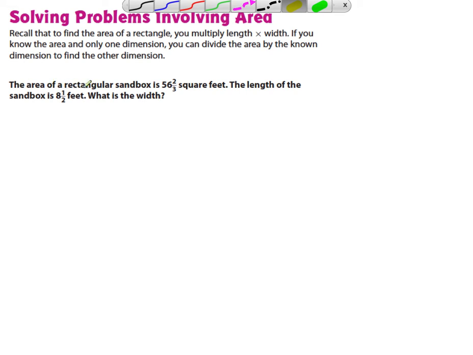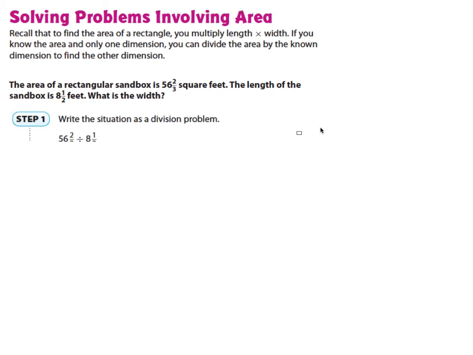But here I have the area of a rectangle sandbox is 56 2/3 square feet. The length of the sandbox is 8.5 feet. What is the width? Let's just get the pointer tool and pull this first thing away here. So the first thing I want to do is write my situation as a division problem.